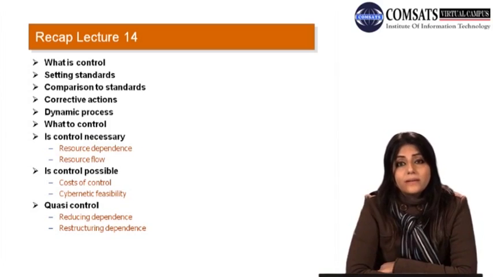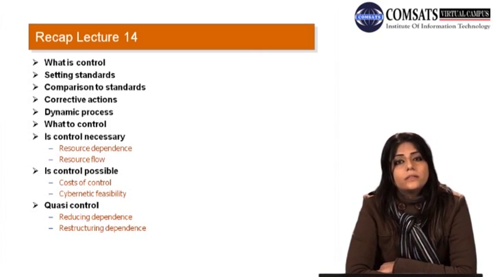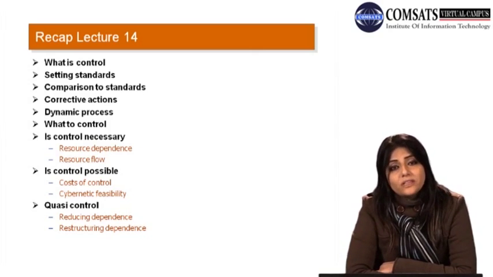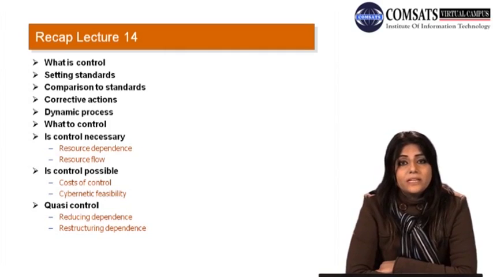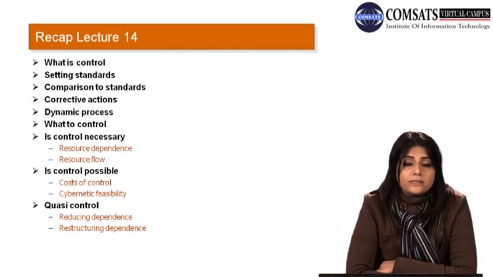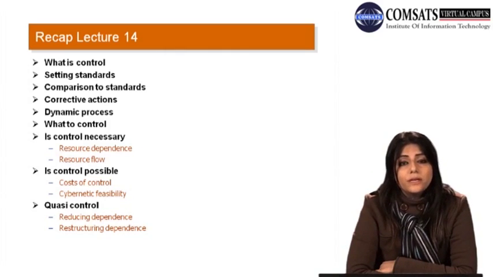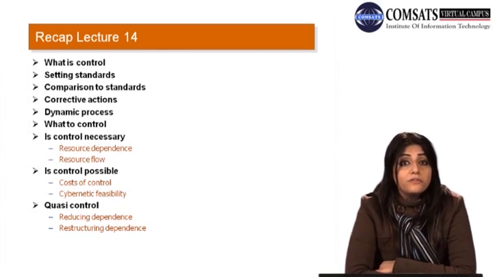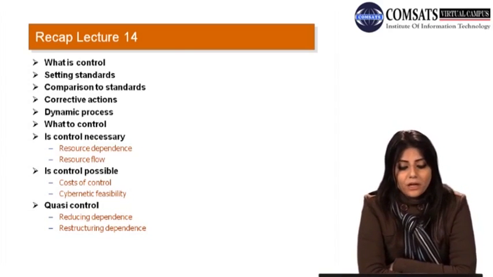Then we had a discussion on cybernetic feasibility: if one of the steps in the control process is missing, then it is not feasible to exercise control. I gave you the example that in some cases the output that has to be measured in the company, or the nature of the job, is such that the output is not very objective, it is very subjective, or it's difficult to measure the output. Then control may also be difficult in those cases.